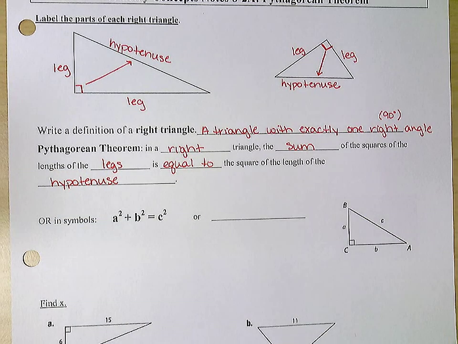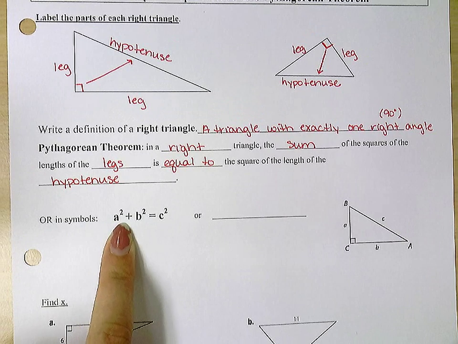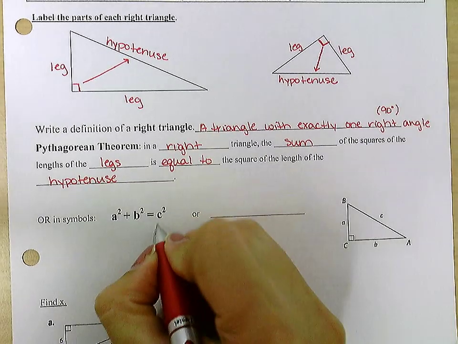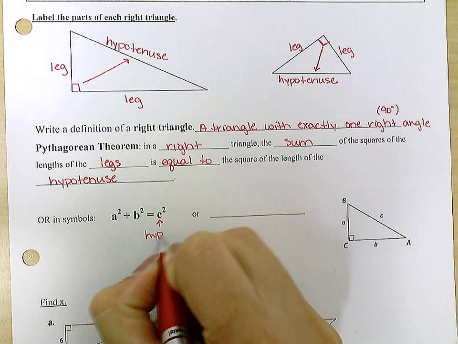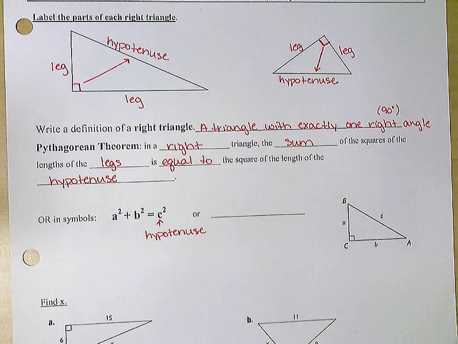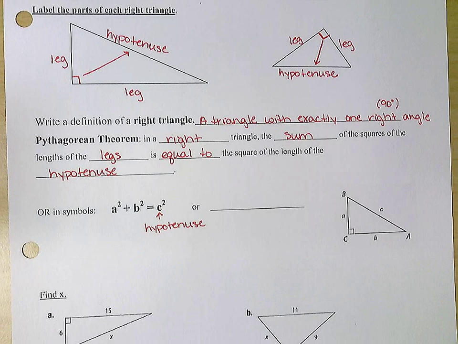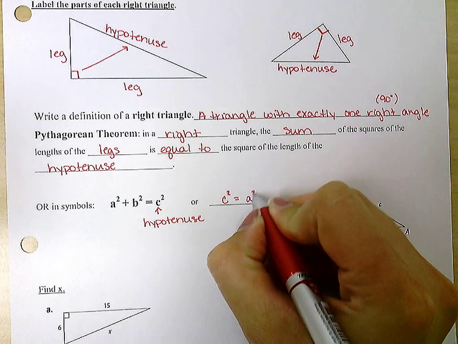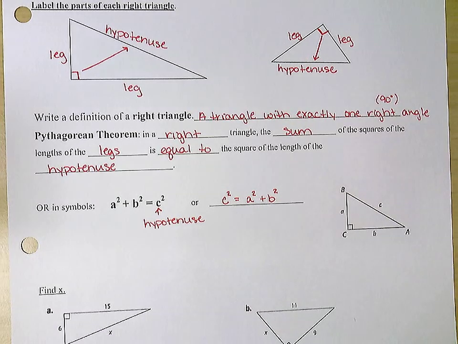Okay, in symbols, that is a squared plus b squared equals c squared. Okay, where c is your hypotenuse. Okay, so c has to be your hypotenuse. It is the longest side of your right triangle. Okay, or we could write it as c squared is equal to a squared plus b squared. Okay, so if you want to write down the hypotenuse first, you can.